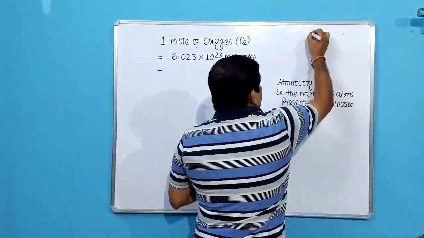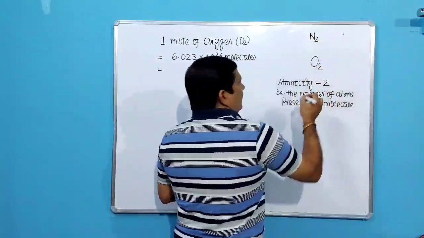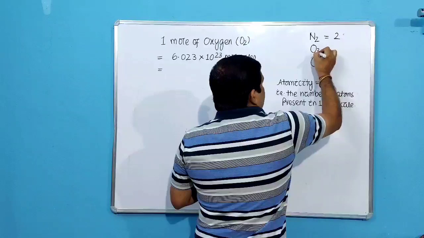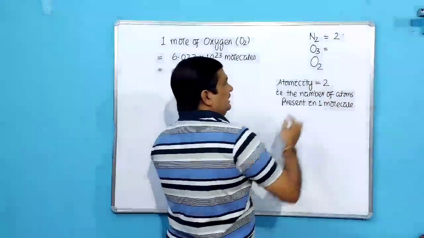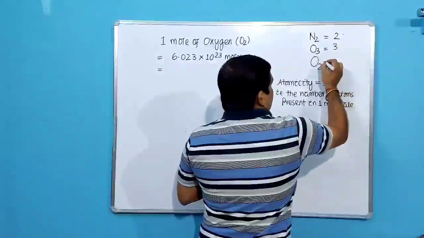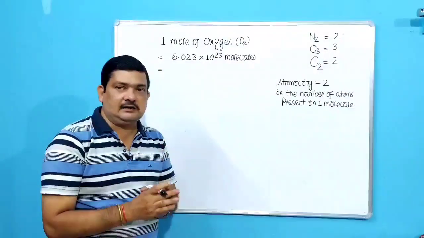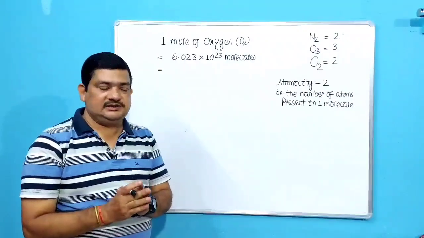Similarly, what will be the atomicity of nitrogen? Nitrogen is also a diatomic gas, so the atomicity will be 2. What will be the atomicity of ozone? Ozone has the formula O3, so the atomicity will be 3. So the number of atoms present in one molecule is the atomicity.